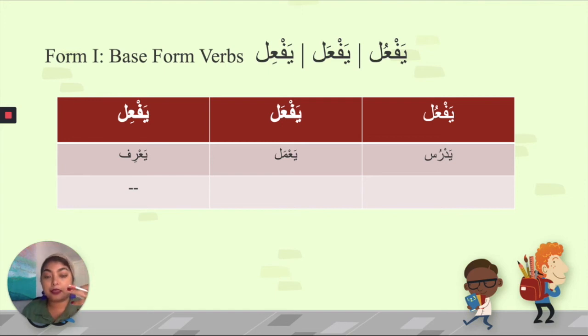What's another verb that you have done in this chapter? Look at the vocab list that you have in your book. You're going to pause, look through the vocab list, and write down for yourself what is a verb that fits that pattern. Yaf'ul. There's only 3 root letters, and there's a dhamma on the second root letter.